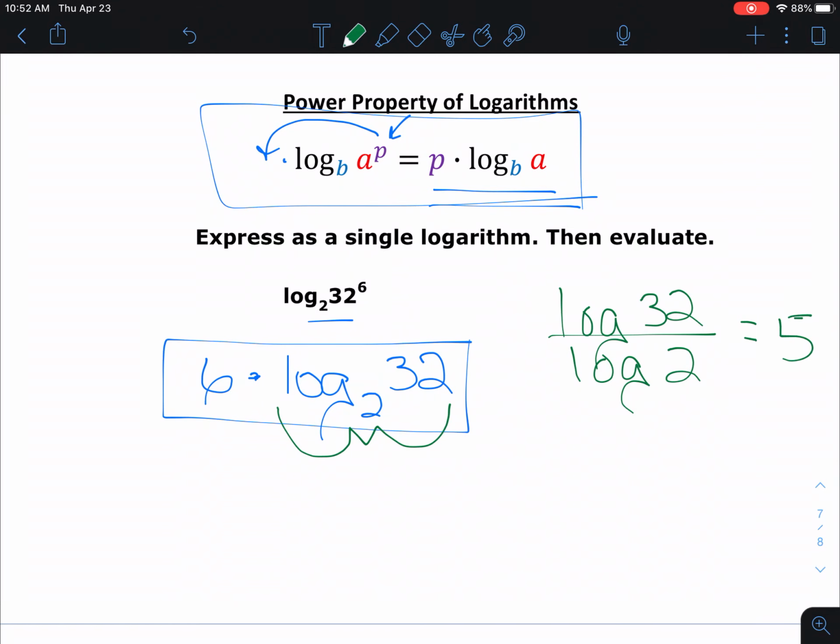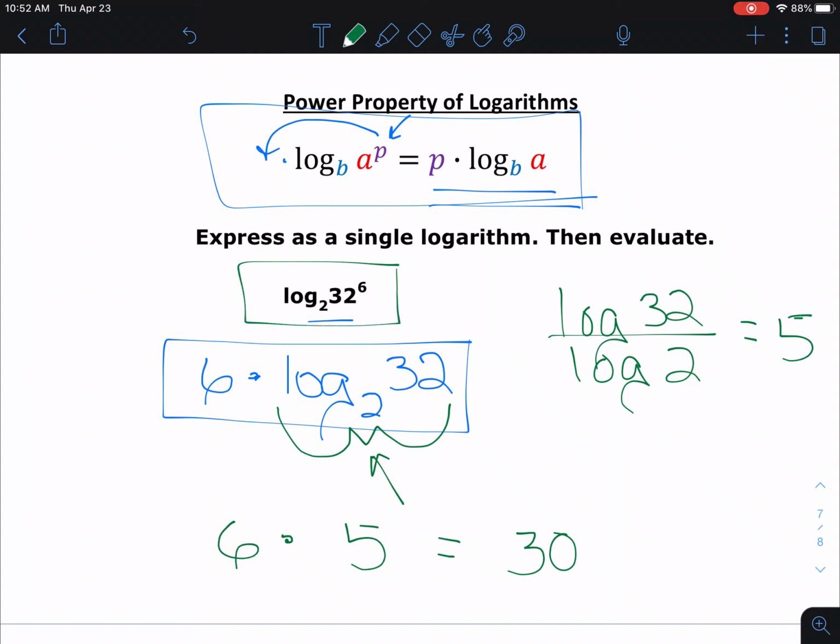So that means right over here, in place of this, I can put a 5, because log base 2 of 32 is 5. But now I've got also multiplied by 6. So I really have 6 times 5. So that means my answer then is 30. That means this right here is equal to 30.